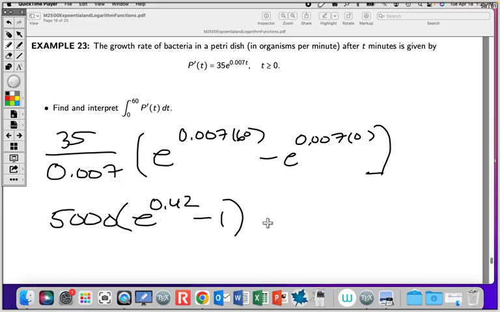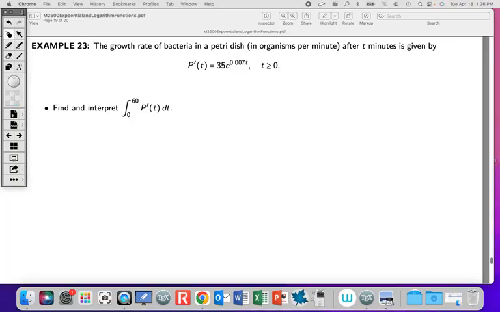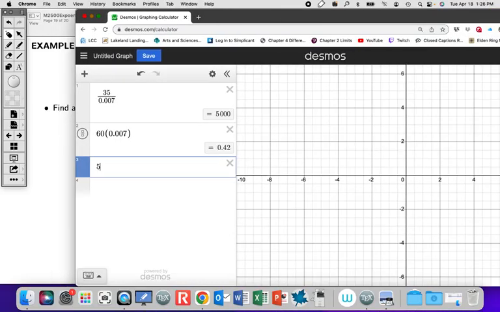And this would be a time where we would probably want to approximate, because we're looking at the number of organisms per minute. So we fire up Desmos here, approximate what's going on. And if we round that to the nearest organism, it's 2,610.